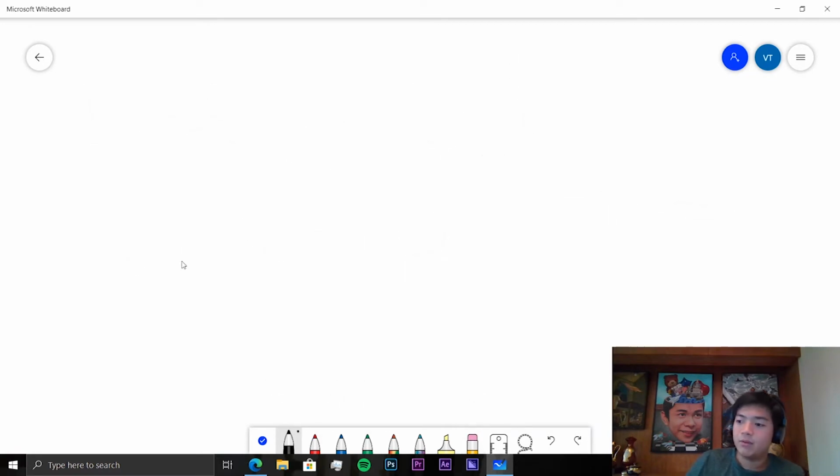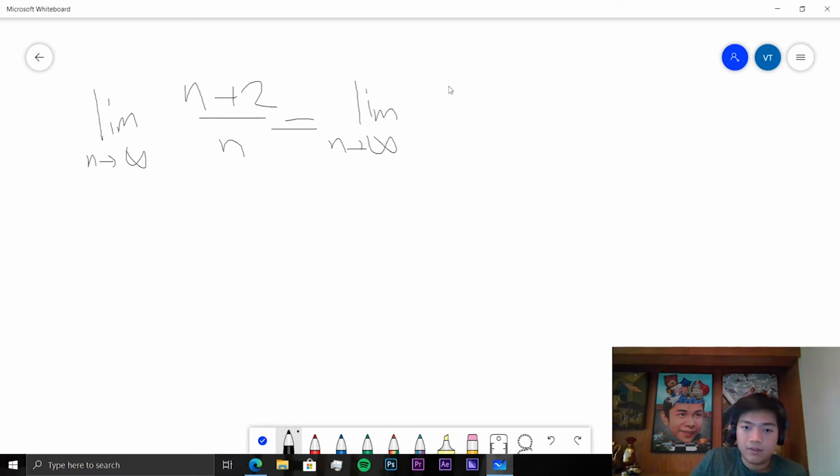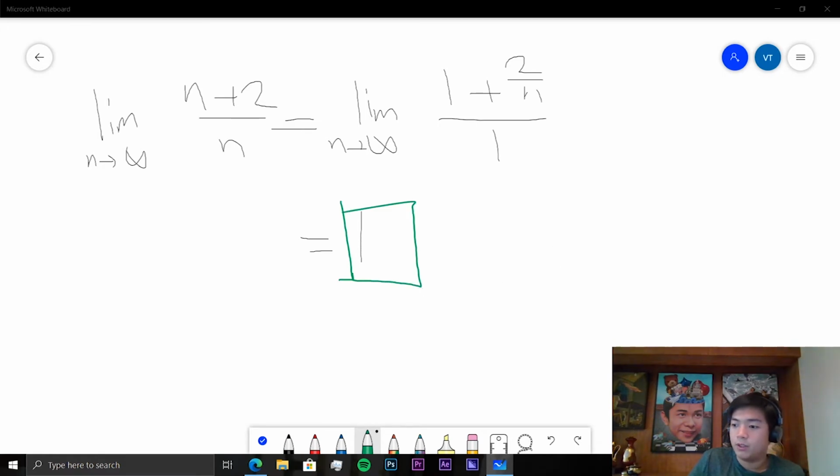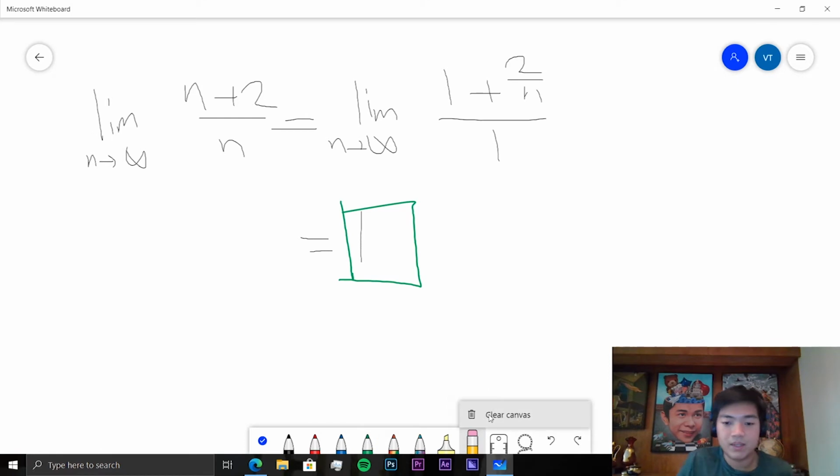Next, we need to determine whether the sequences converge, and if they do converge, state the number it converges to. The first sequence is the limit as n approaches infinity of n plus 2 over n. Again, we can evaluate this as equal to the limit as n approaches infinity of 1 plus 2 over n, over 1, dividing both top and bottom by n. And as n approaches infinity, this simply would approach 1. So indeed, this sequence would converge, and it would approach 1 in the process. Okay, on to the next one.